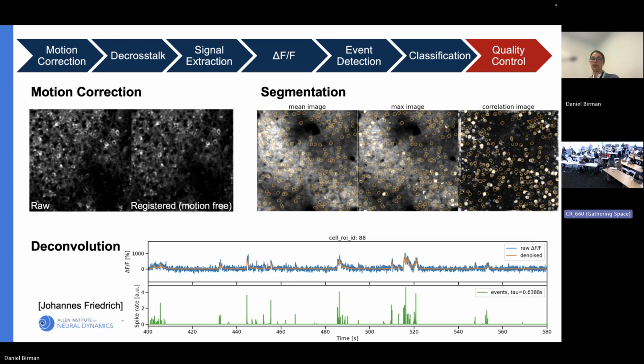And then we also, here's an image of the deconvolution and the detected events. So we want to be able to see that delta F over F, make sure that signal is not too noisy, that we're detecting the events that we expect.